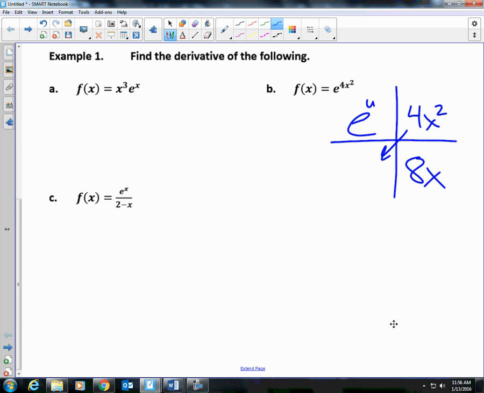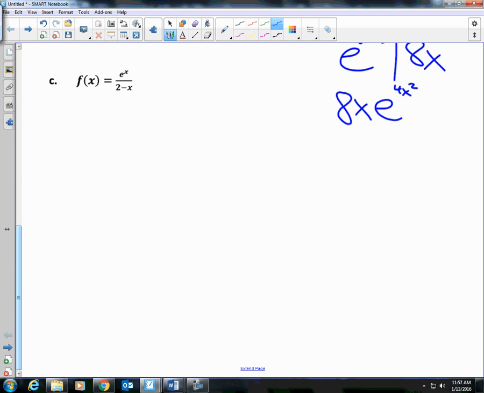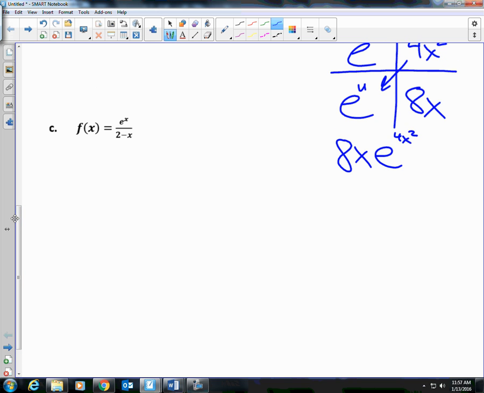Derivative of e to the u is e to the u. Multiply the two together, 8x e to the 4x squared. That's my answer for the box. How's that? You like that, huh? Yeah. All right. C, what rule?